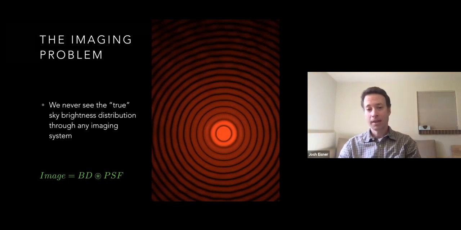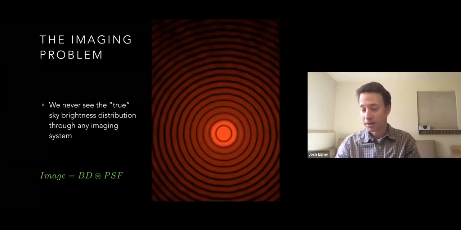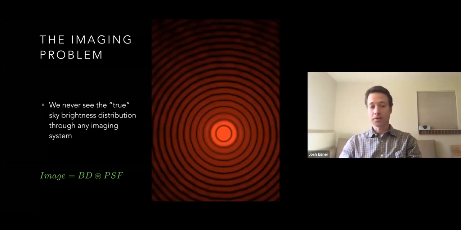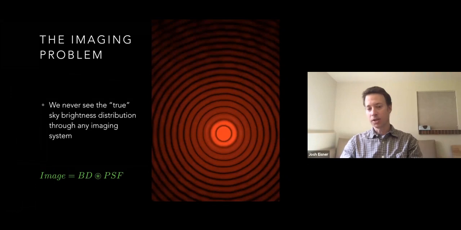And one really big thing that I will point out at the outset is that we never see the true sky brightness distribution, right? No matter what we do, we're not making an image of the source that truly represents the source in every way. And that's because we're always observing a sky brightness distribution through an imaging system. And that imaging system has a diffraction limit, no matter how big or small it is. And that diffraction introduces a point spread function, if you like, or a diffraction pattern, if you like. And so we always view our source, which I write here as BD, the intrinsic brightness distribution of an astronomical object, convolved with the diffraction pattern of our imaging system.